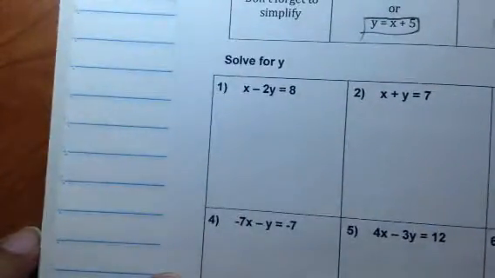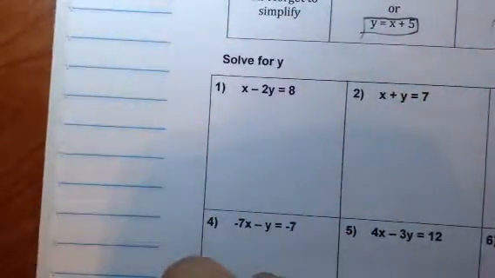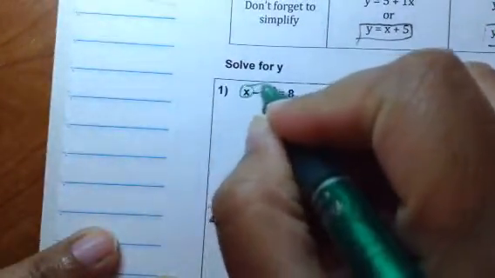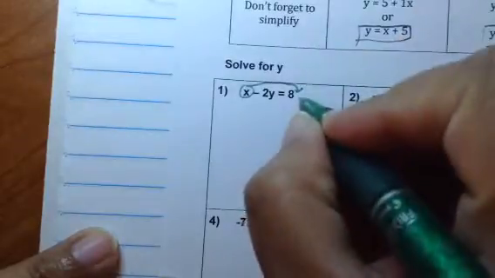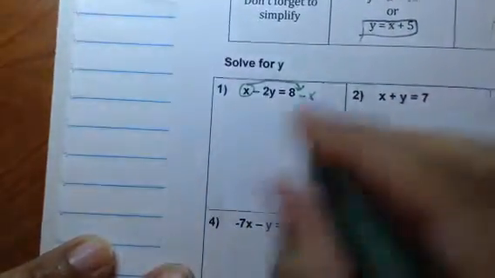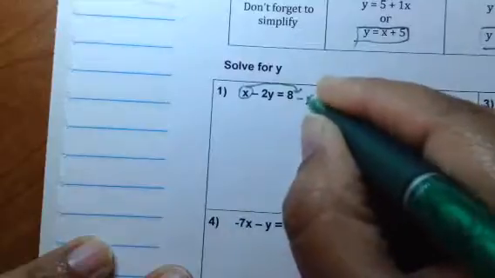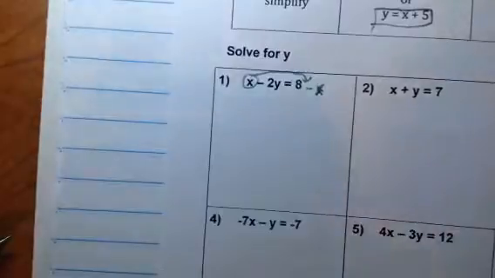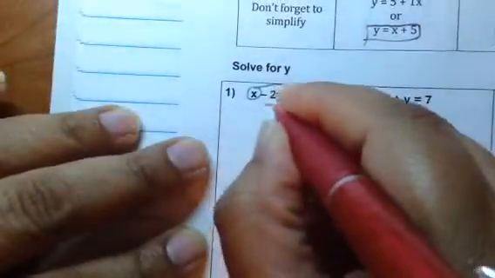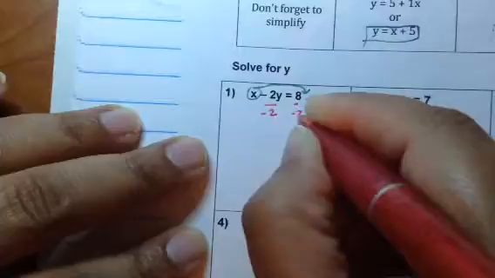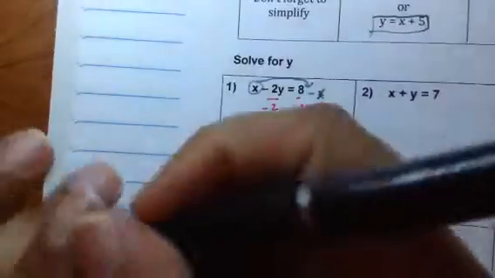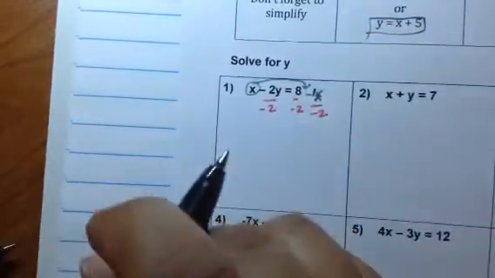So you should notice that right away this is a positive x, so when we move it over it should be a negative x. So I'm going to move this over and I'm looking at a negative x. Now I'm going to divide everything by the number in front of the y. So the number in front of the y is negative 2. So I'm going to divide everything by negative 2. Now don't forget that there's an imaginary 1 here. That'll come in handy in just a minute.